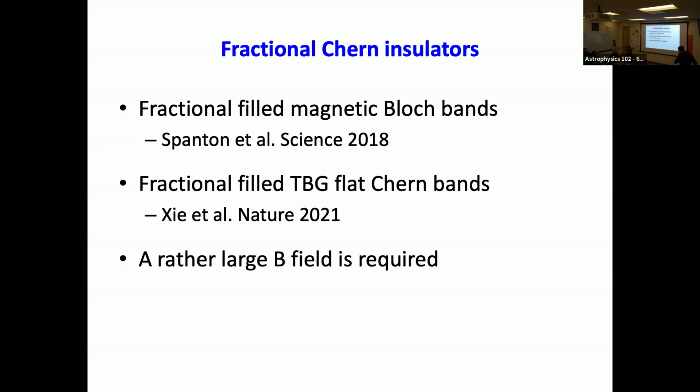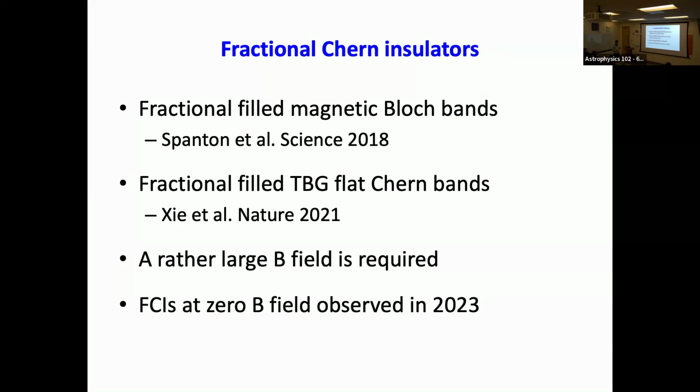And later on, in Amir Yacoby's group, they observed it in twisted magnetic graphene, not under zero magnetic field, but you apply a small magnetic field that can further flatten the band, and that also seems to observe a fractional Chern insulator. And in both of these cases, a magnetic field is required. In this case, it's about 5 Tesla. In this case, it's about 20, 30 Tesla. So I think in 2023, last year, there was the first observation of FCIs at zero magnetic field, and that's the first part of the story today.